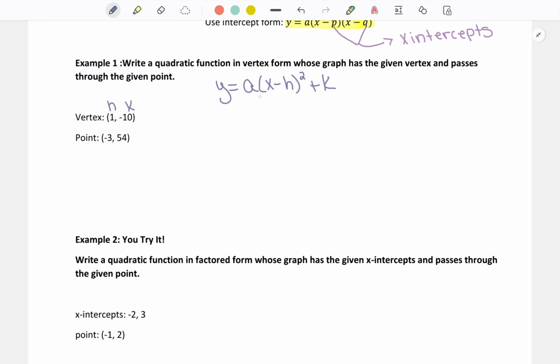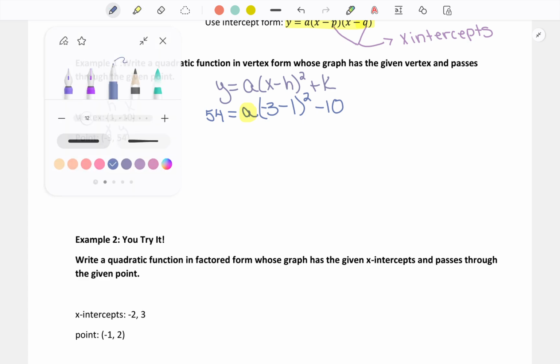So we will have, a times (x minus 1) squared and then a negative 10 goes in for k. And then for y and x, we're going to use that point. So we'll have 54 equals, and then we don't have a, but we're going to put in a negative 3 for x. So now that we have only a, we're going to solve for a by simplifying and then getting a alone.